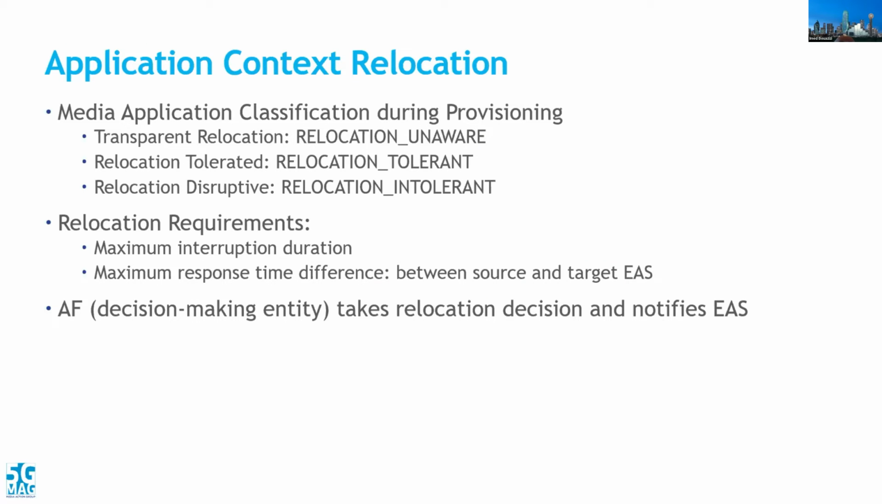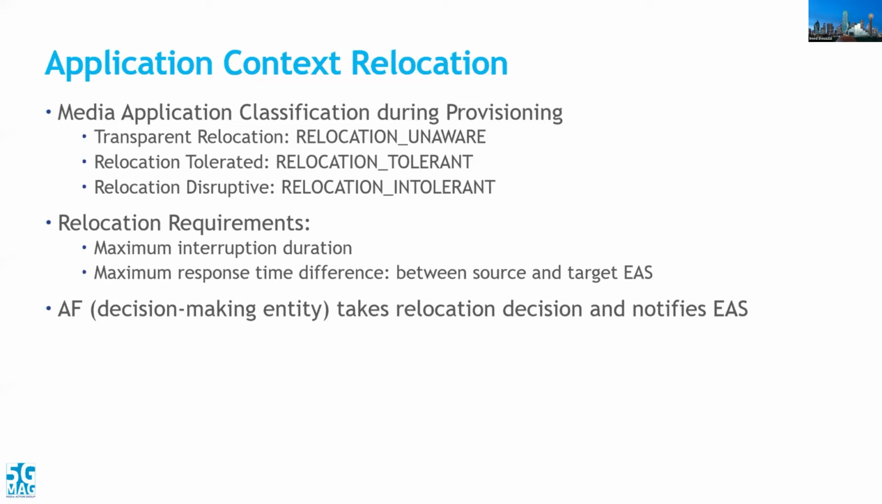So we have defined or classified applications into different classes. Some of them can handle a relocation. They are actually unaware that a relocation has happened. For instance, if you're talking to a CDN edge, it doesn't really matter which edge server served you the last segment. So the application is totally unaware of that, and as such, relocation can be performed without risk for the application.